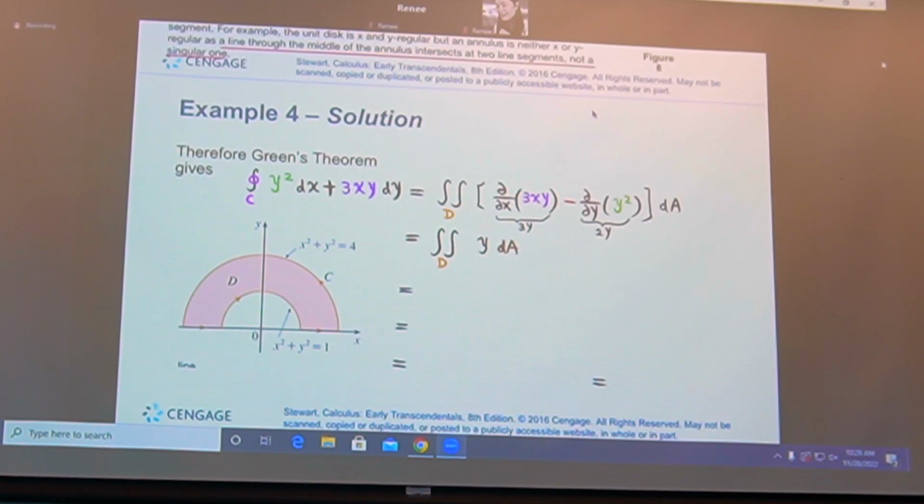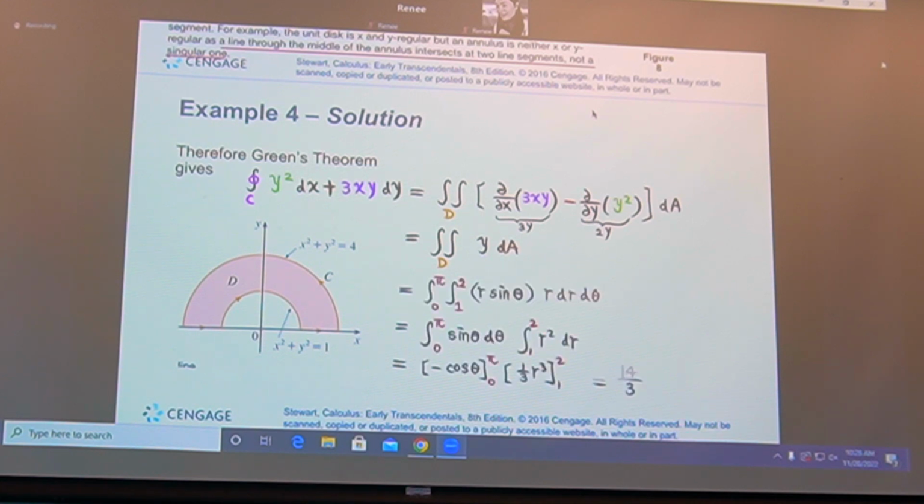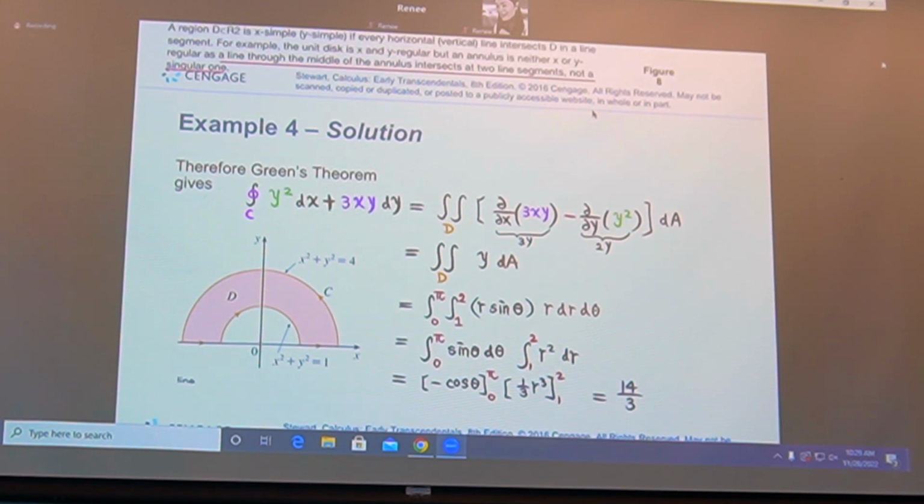Because of the circular shape, we use polar coordinates, right? So y here we have to express in terms of r and theta. In terms of r and theta, y equals what? R sin theta, very good. So y is r sin theta, and the dA here we express as r dr d theta, right? R goes from 1 to 2.